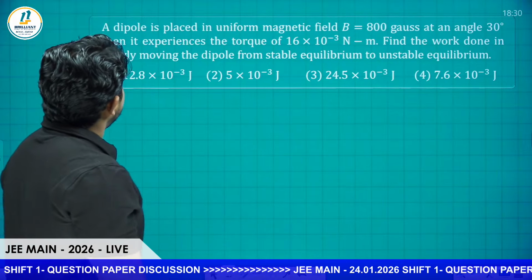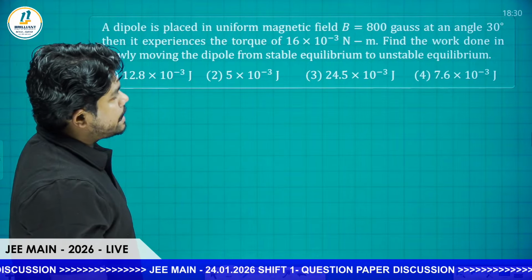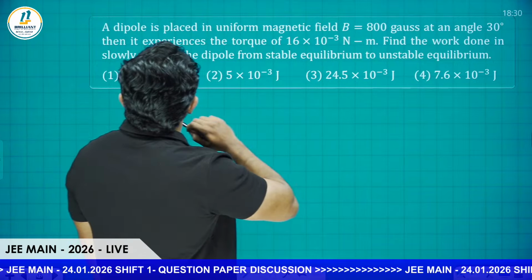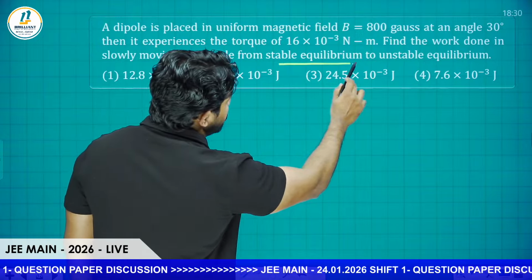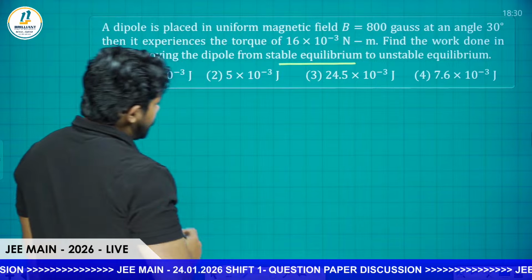Moving on to the next one. A dipole is placed in a uniform magnetic field. The magnetic field is given, angle is given, it experiences a torque. Find the work done in slowly moving the dipole from stable to unstable equilibrium, right? So we need to understand what is stable and what is unstable equilibrium.